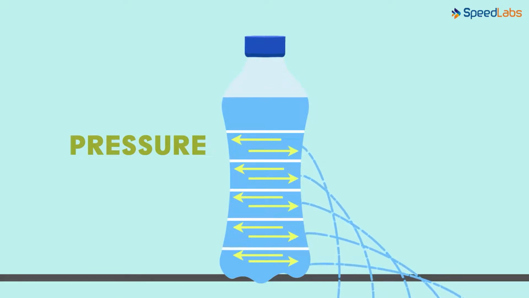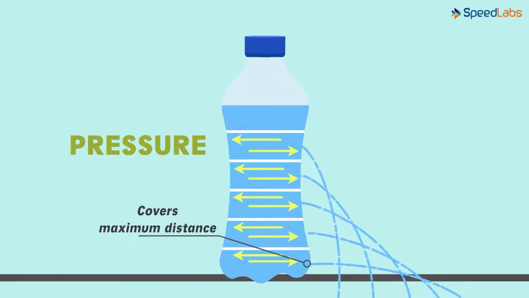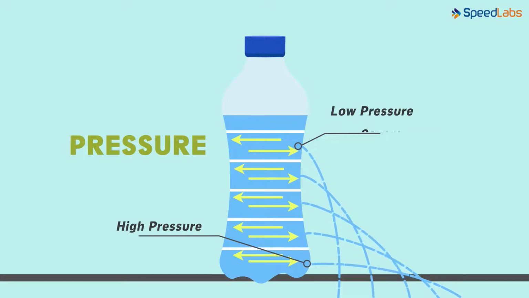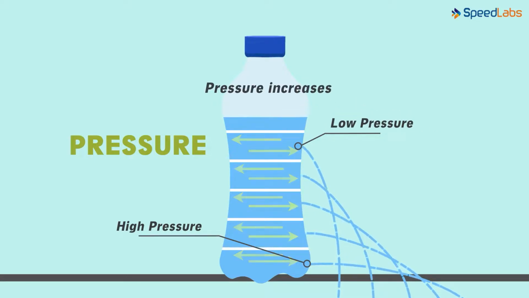Moreover, notice the distance covered by the water flowing out from each hole. The water coming from the bottom hole covers the maximum distance, while the distance decreases as we go towards the top. What does this tell us about pressure? This tells us that pressure is higher at this point compared to other points. The pressure increases as we go downwards.